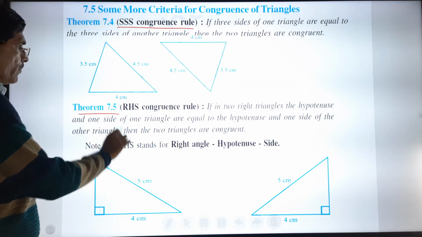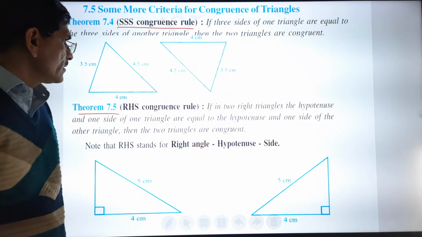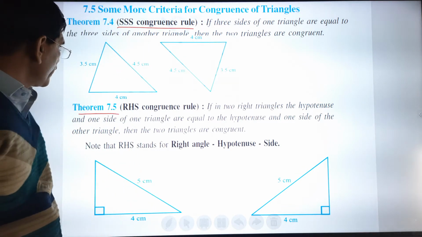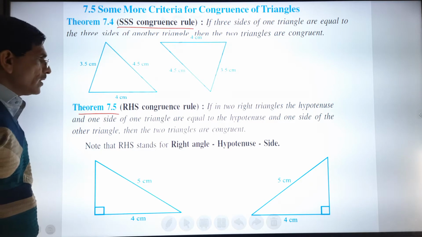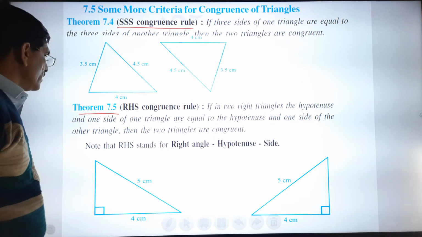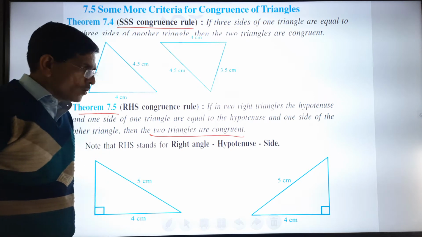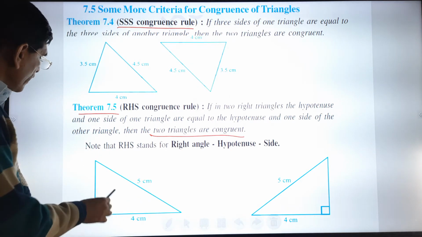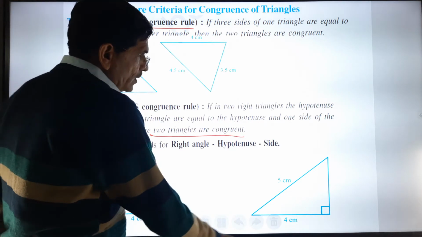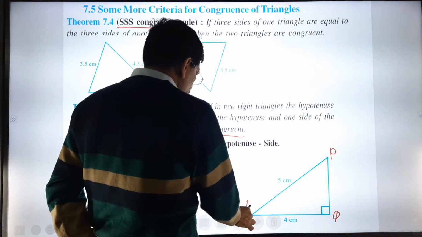Another theorem, 7.5, is the RHS, right angle hypotenuse side congruence rule. If in two right triangles the hypotenuse and one side of one triangle are equal to the hypotenuse and one side of the other triangle, then the two triangles are congruent. You will see two triangles here, named ABC and PQR.